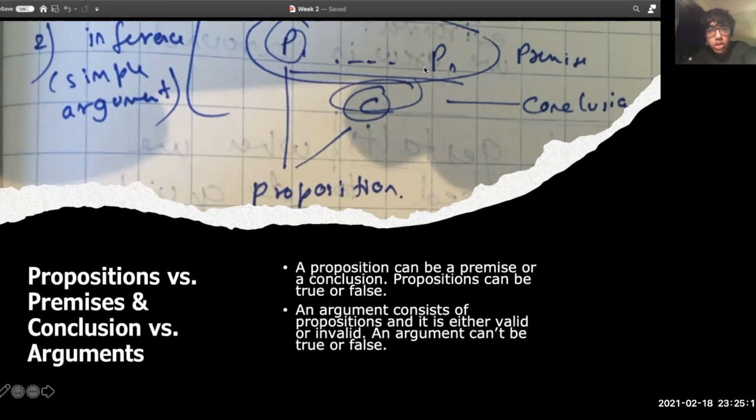Here, P1 dot Pn are premises and C is a conclusion. They're both types of propositions. And all of them together, arranged in this particular manner, with n number of premises and one conclusion, make an argument. And an argument is also known as an inference. So they use those words interchangeably. And it's very important to remember these terms because you don't want to get confused on the test.